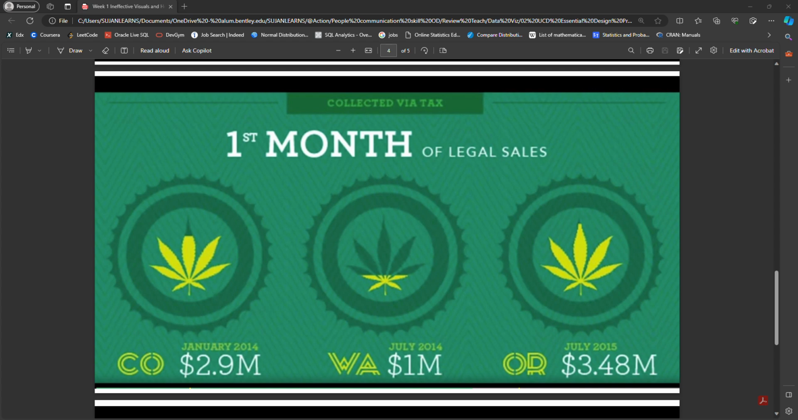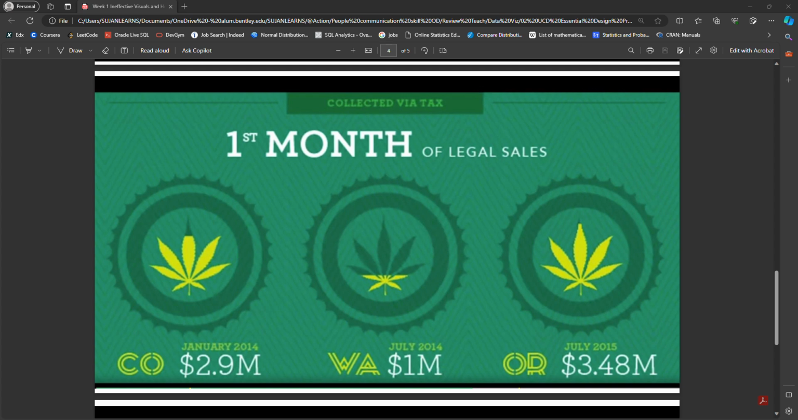Because of the increase in tax revenue, we have lots of data regarding how much tax has been raised because of this marijuana sale. As a result of this data, we have a chart in front of us that depicts how much tax revenue has been collected through marijuana sale for the states of Colorado, Washington, and Oregon.